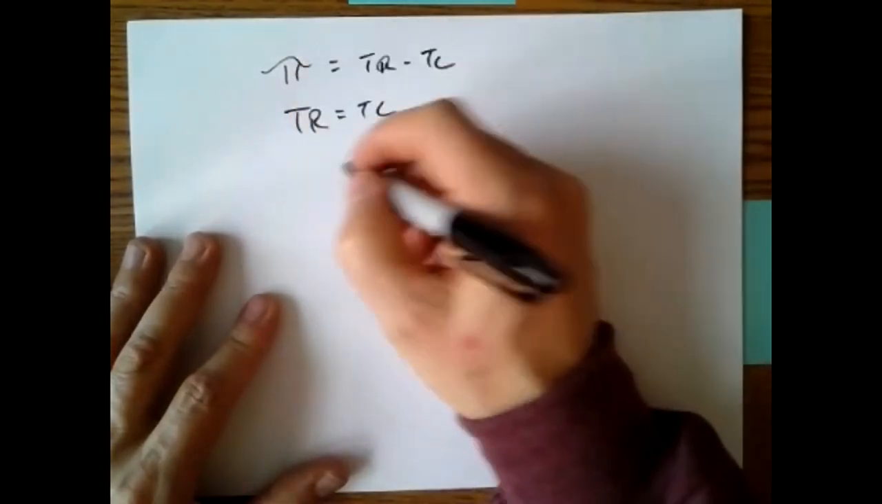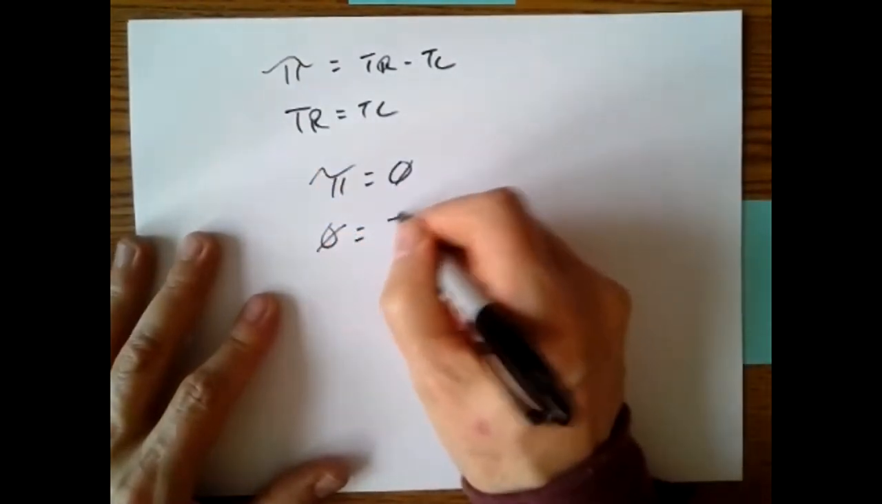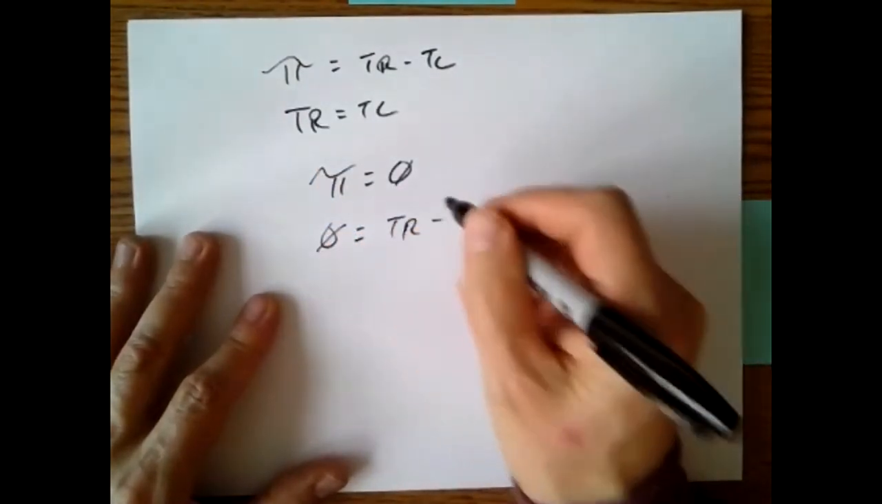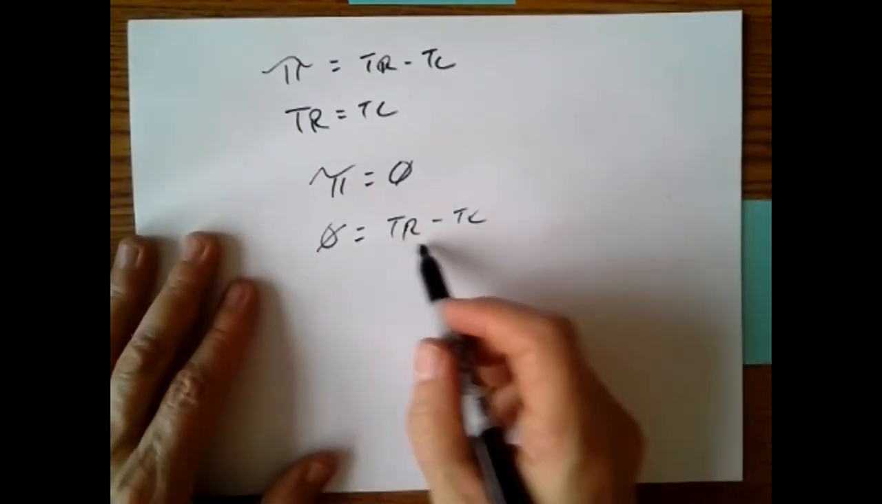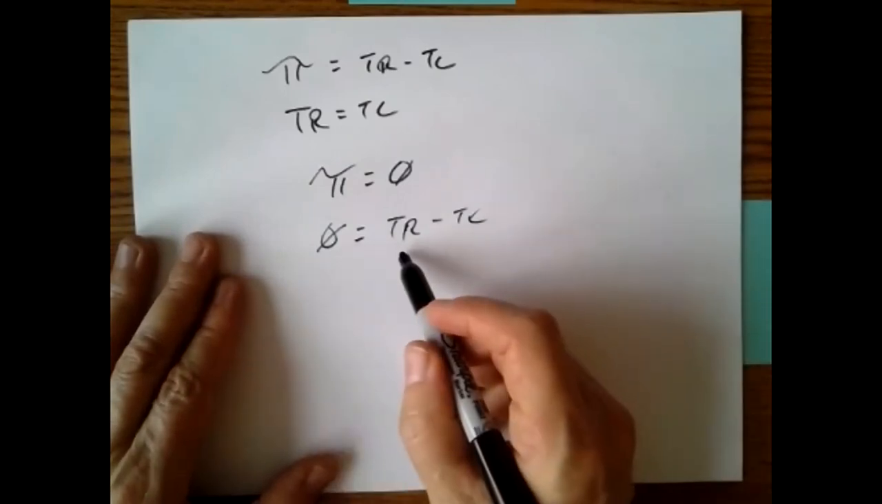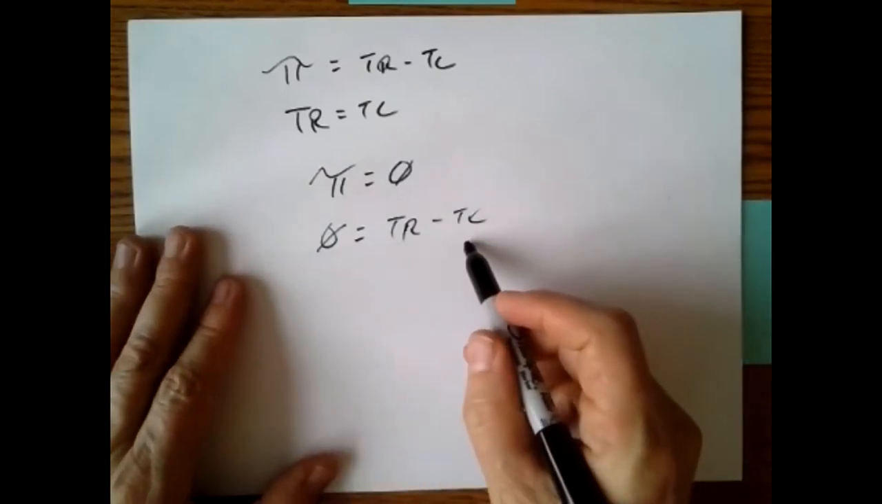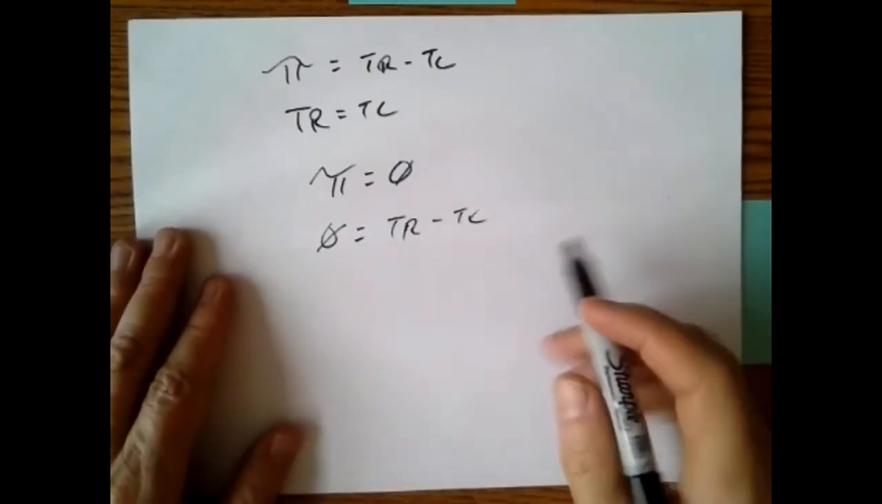In accounting break-even, profit is equal to zero. So now I say zero equals total revenue minus total cost. Why is it zero? Well, when total revenue equals total cost, then total revenue minus total cost is going to be zero, right? If we have $1,000 in revenue and $1,000 in cost, that's break even. Well, profit's zero. Okay.